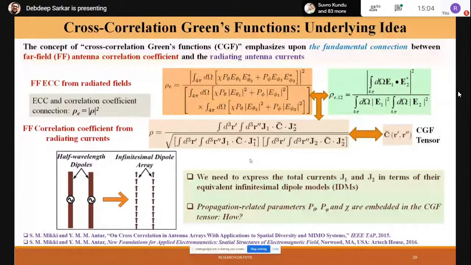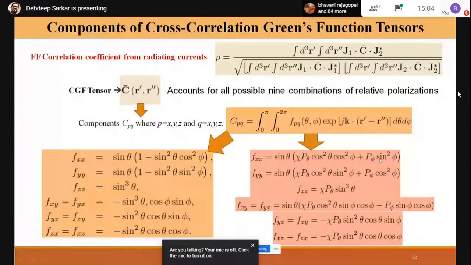Once we break it down, I will not again go into the mathematics of the entire thing, but I'm just trying to highlight the concept that this field-based equation is actually transformed into a current-based equation, where we know the current in the system in the form of infinitesimal dipoles, and we use this cross-correlation Green's function tensor, CGF tensor, which is our C bar. So there is a way to calculate its various components. So you can actually use this CGF tensor.